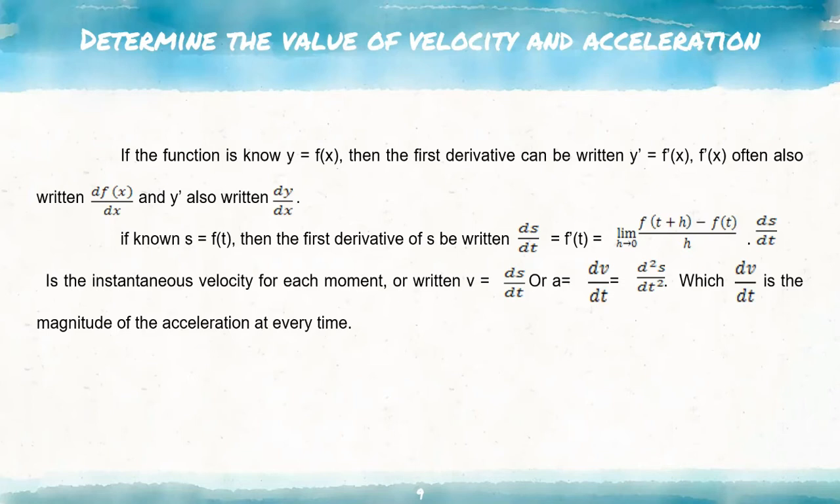ds/dt is the instantaneous velocity at each moment, written v equal to ds/dt, or a equal to dv/dt, which equals d squared s over dt squared. dv/dt is the magnitude of the acceleration at every time. To understand more about velocity and acceleration, consider the following example.